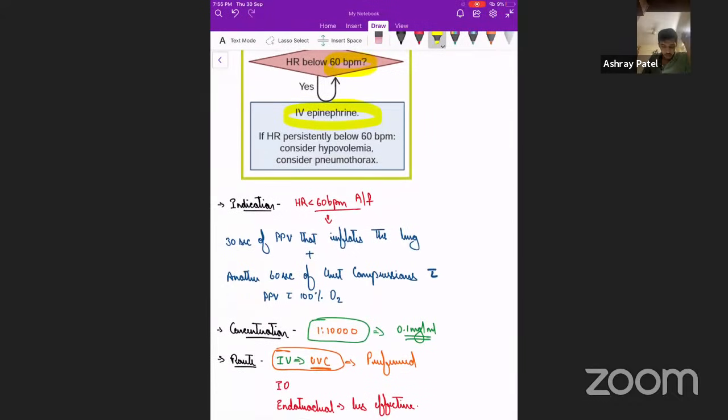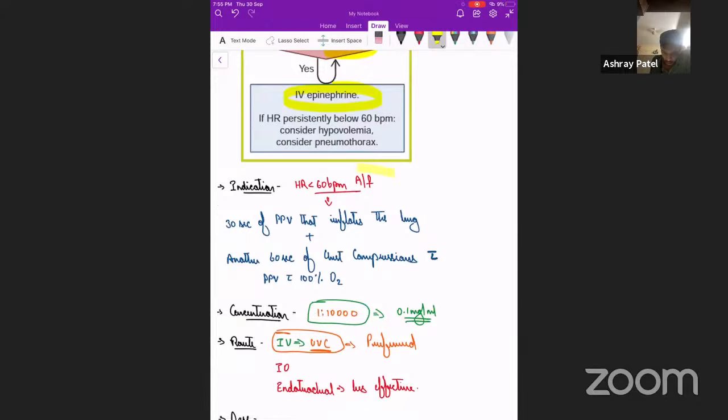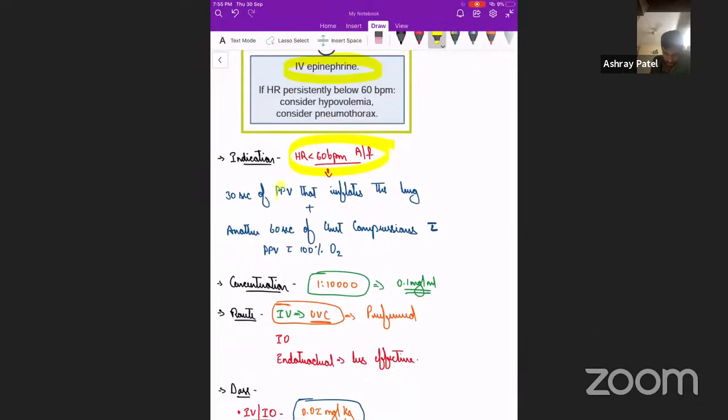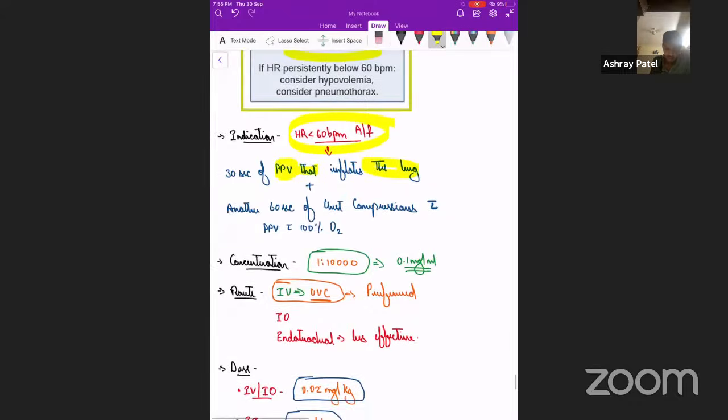Now, as already told, what is the indication? Heart rate below 60 beats per minute, even after 30 seconds of positive pressure ventilation that inflates the lung, and another 60 seconds of chest compressions with positive pressure ventilation at 100% O2.